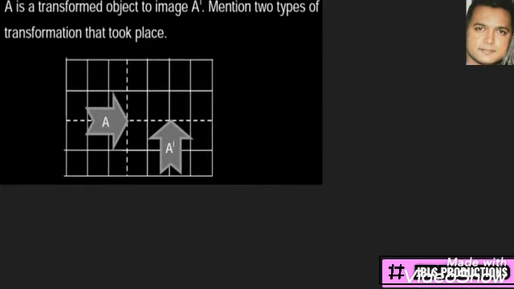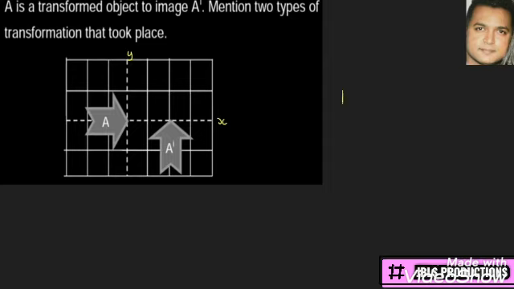A is a transformed object to image A prime. Mention two types of transformation that took place. Now looking at this diagram, this broken line would be the Y and the X axis. So looking at this, we'll see in order for the A to face upwards, it would undertake a rotation.